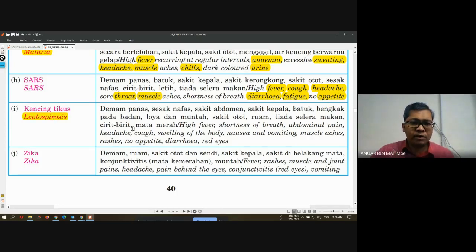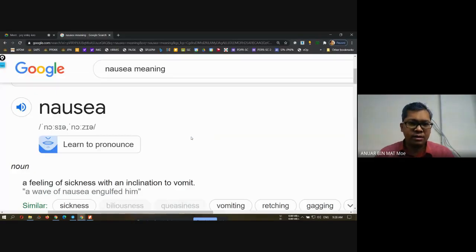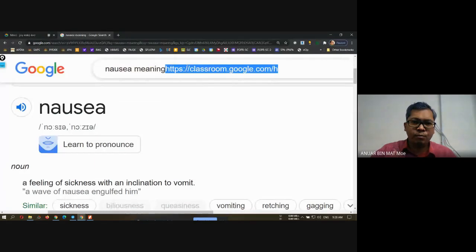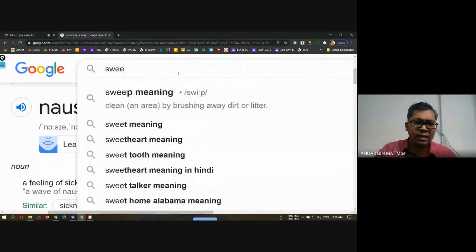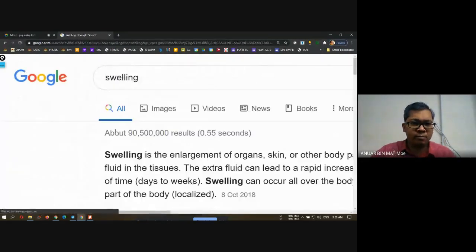Okay, leptospirosis is a bacteria. Again, fever, shortness of breath, abdominal pain, headache, cough, swelling of the body. What is the meaning of swelling, class? Swelling means what? Swell become? What's the meaning of swell? Anybody? What is the meaning of swelling?